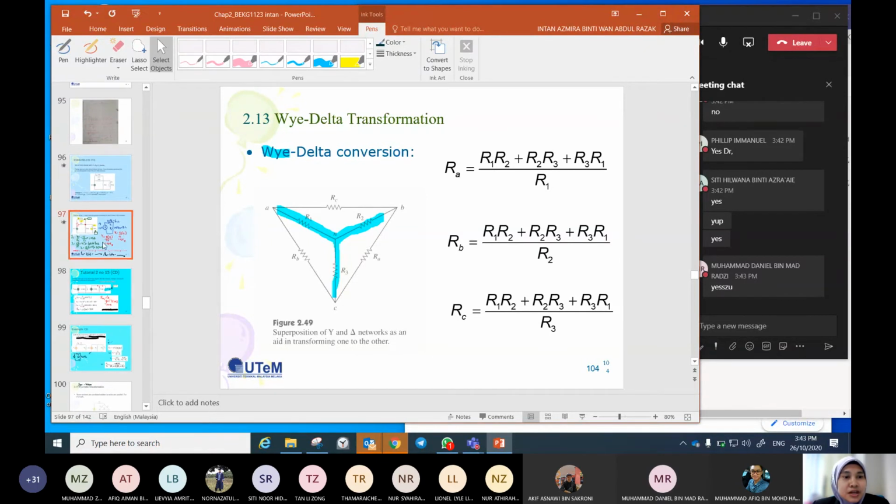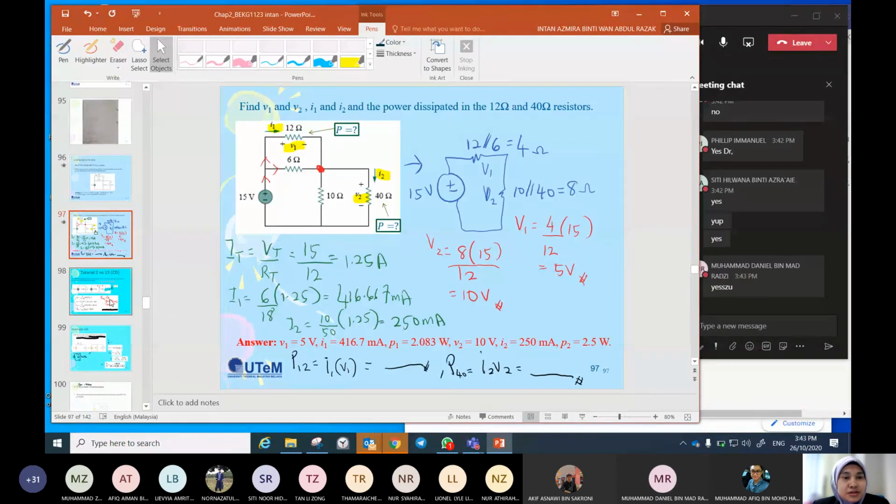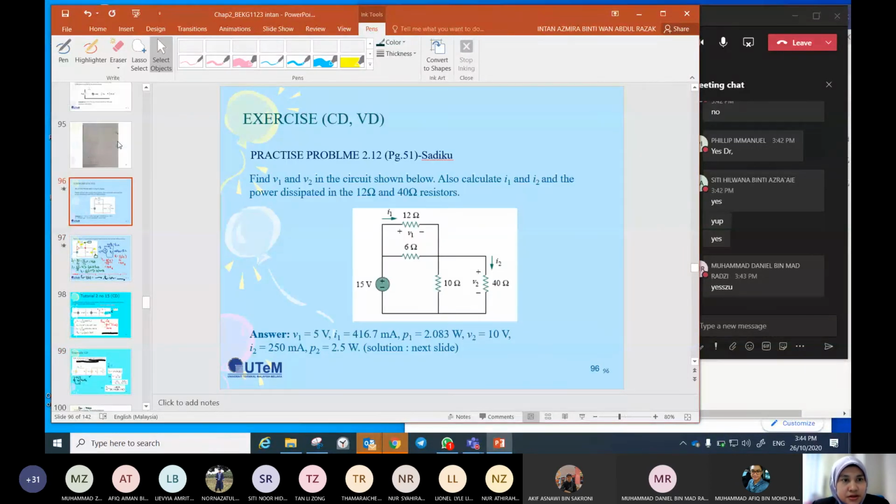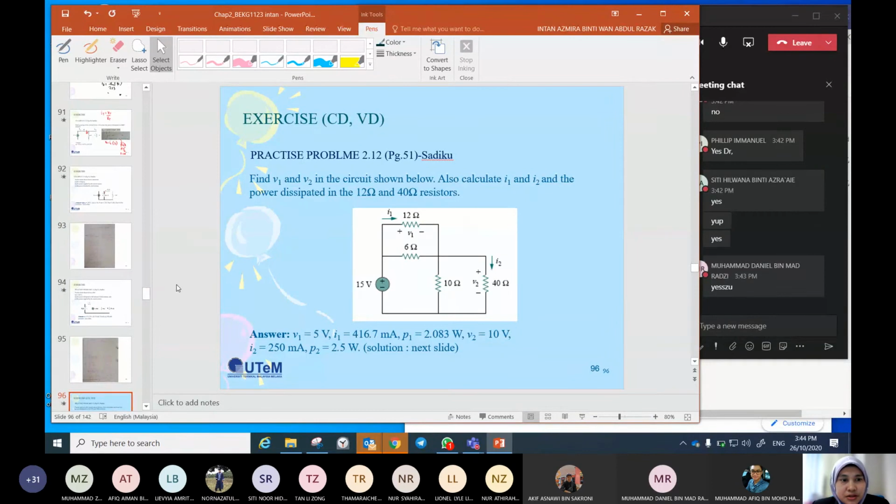Okay, but you have to understand current divider principle, voltage divider principle, and star delta transformation, because these are the basic and that you will apply in further circuit and subtopic. Okay. Next week we will learn about nodal analysis, which is, I think, the most challenging subtopic in electrical parts. Okay.